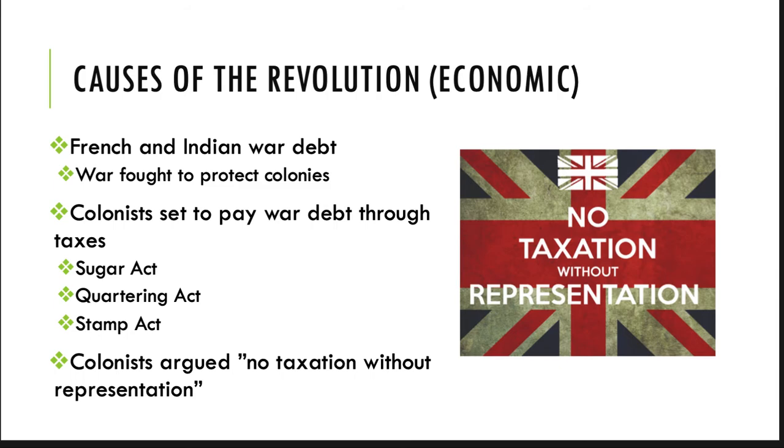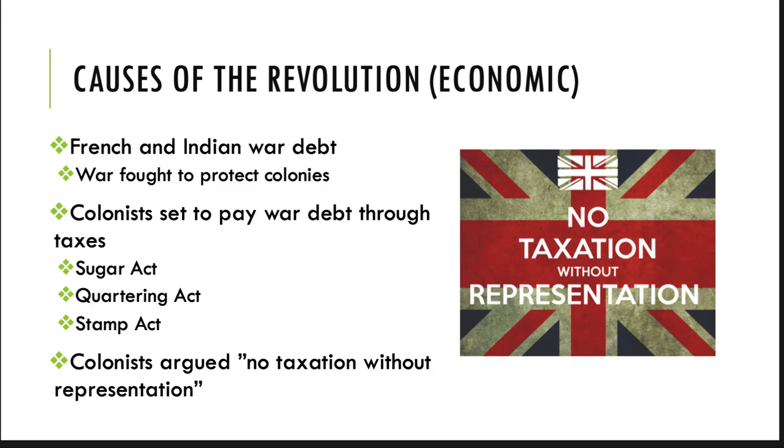Now, the Stamp Act is going to be something that affects all colonists, where the Sugar Act really affected those merchants that were trading the harbors. The Quartering Act was really more commoners than it was wealthy. The Stamp Act is going to hit every different level of society. The Stamp Act put a tax in 1765 on all printed materials.